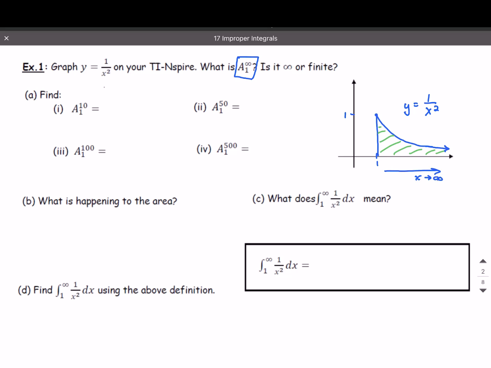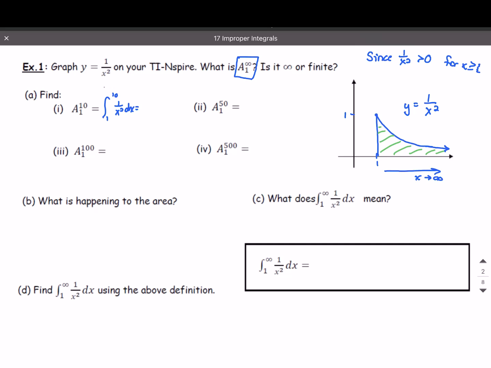Now, infinity is not a number, so x is increasing without bound. Is the area unbounded then? Or can we actually compute the actual area? That's the question. So if we think about the area from 1 to 10, that would be the integral from 1 to 10 of 1 over x squared dx. And this is only true because 1 over x squared is greater than 0 for all our x's greater than or equal to 1, right? This area is above the x-axis, so the area is equal to the value of the integral.